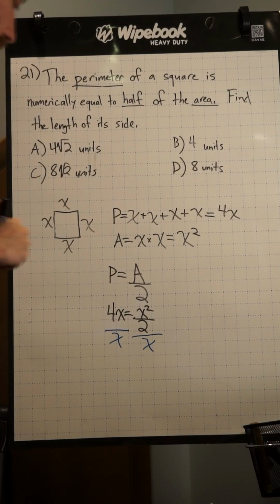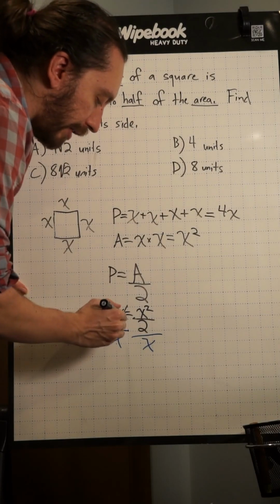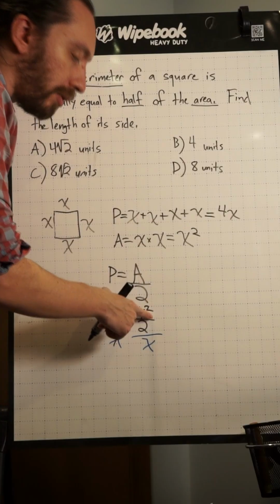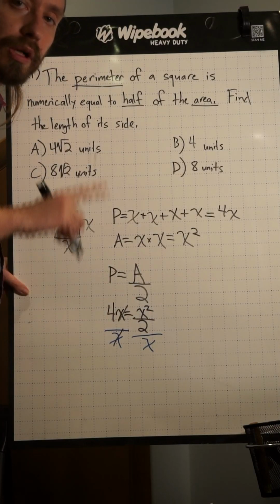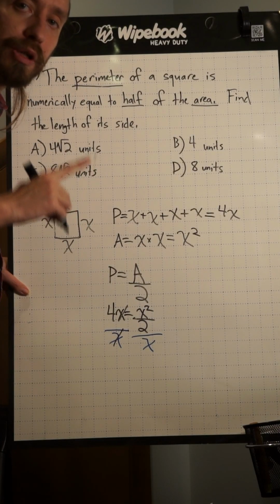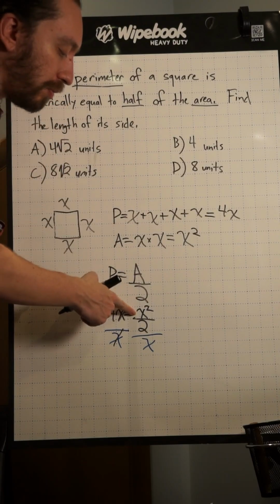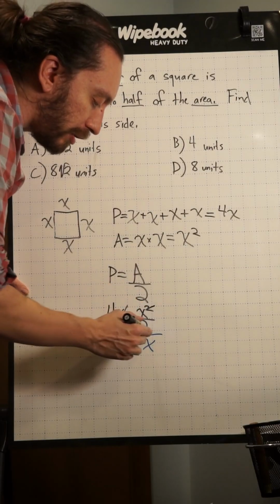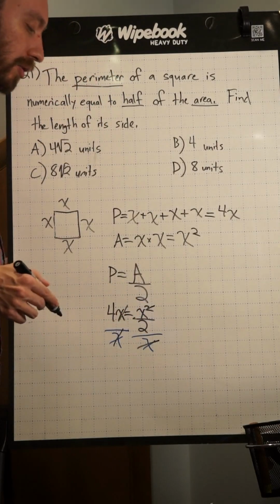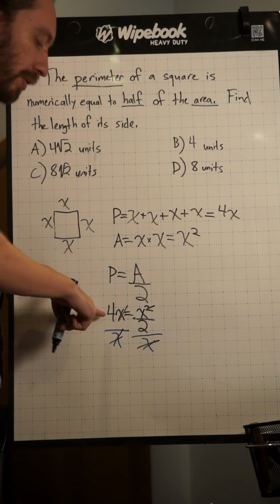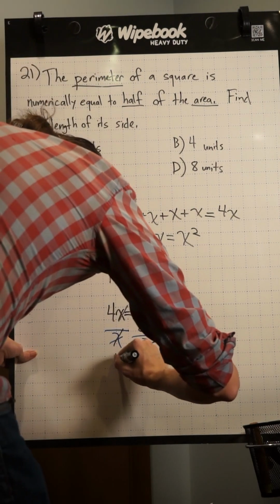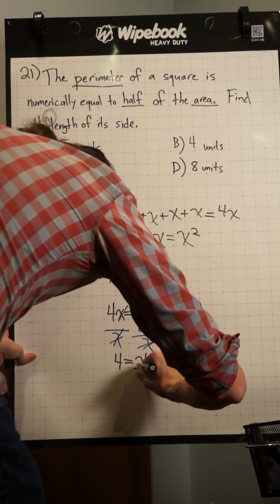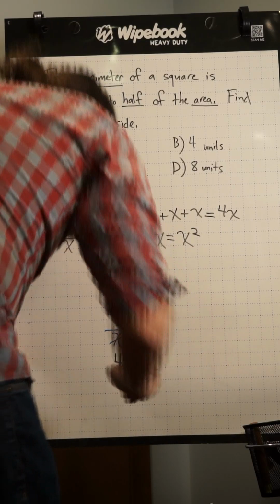When we do this, x and x on this side cancel. Here we have x squared, so that's like x times x. So we're going to cancel out one of the x's, but we're still going to get one back, because this one is x times x. Okay, so now when we rewrite it, we have 4 is equal to, we still have one x, so x divided by 2.